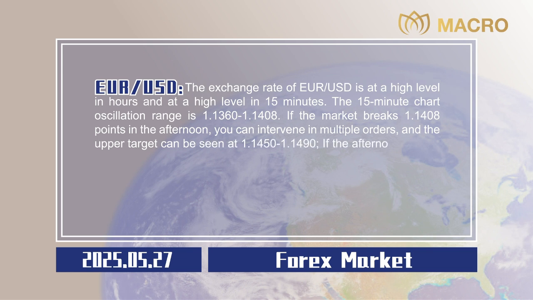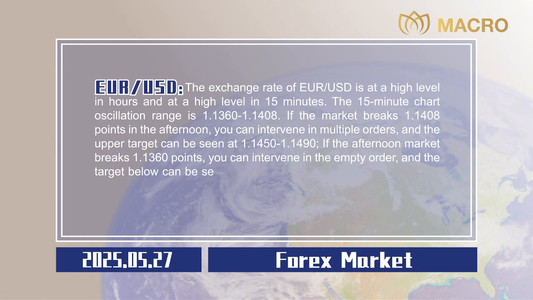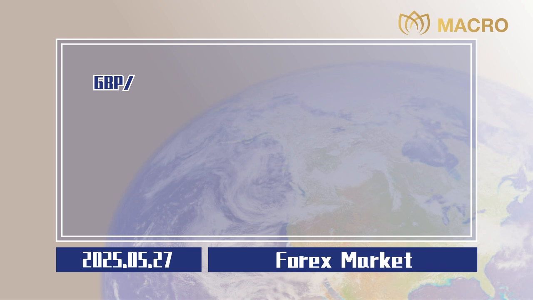If the afternoon market breaks 1.1360 points, you can intervene in the empty order, and the target below can be seen at 1.1320 to 1.1280. Stop losses are all 20 points, 0.0020. Pound sterling to US dollar.